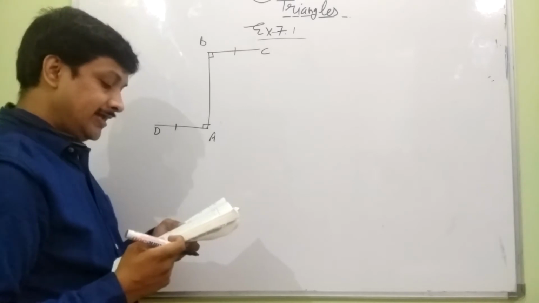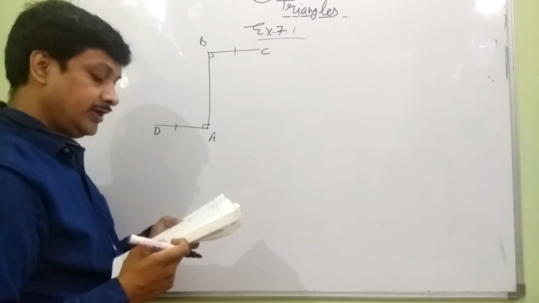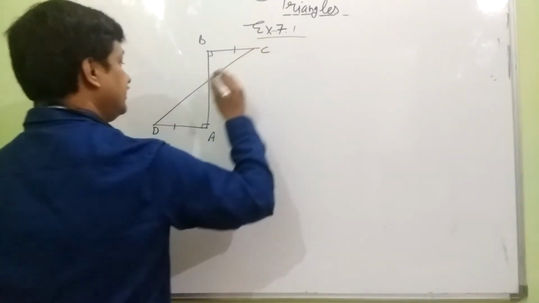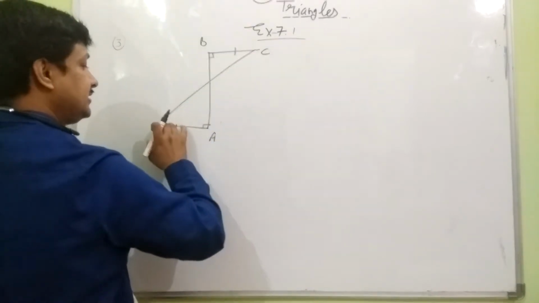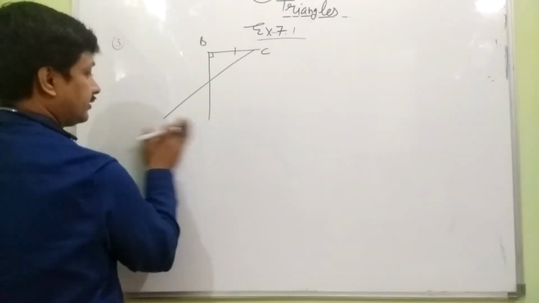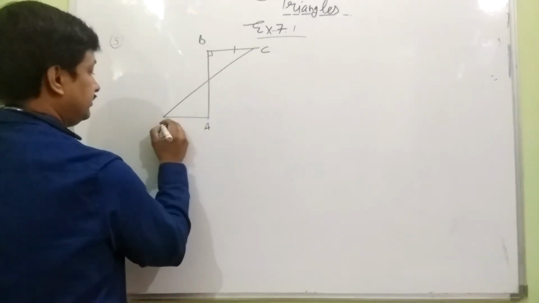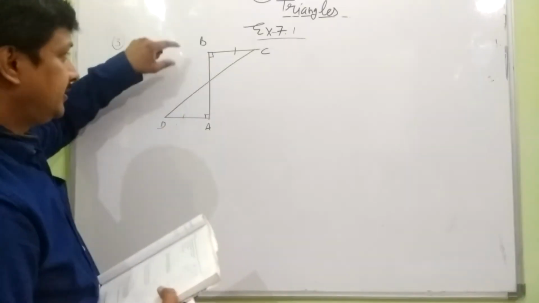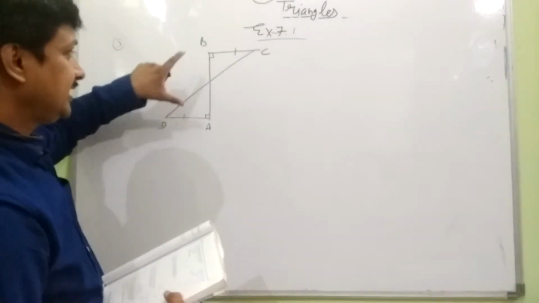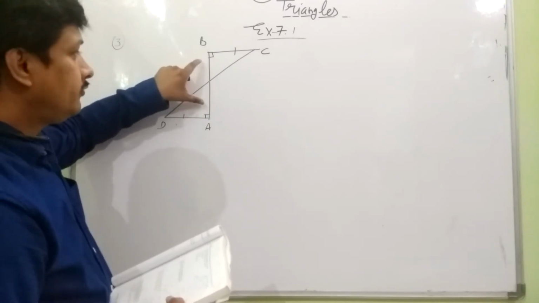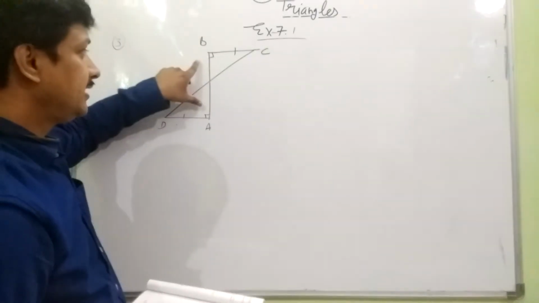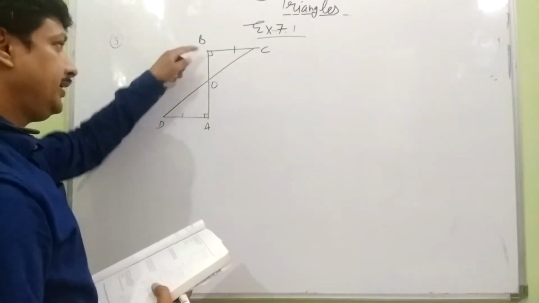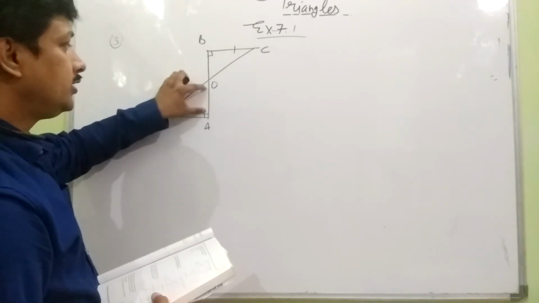Show that CD bisects AB. So we have to show that CD bisects AB. CD is this, and we have to prove CD line segment bisects AB. Bisects means to divide a line segment into two equal parts. So if CD bisects AB, then OB should be equal to OA.